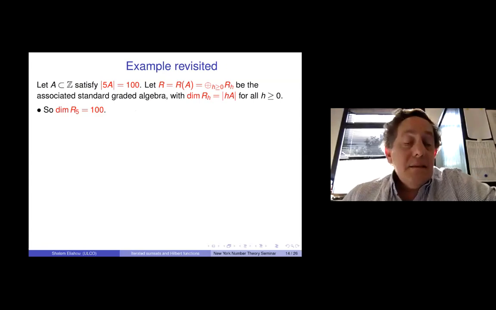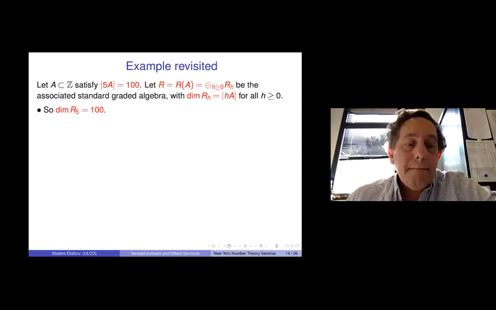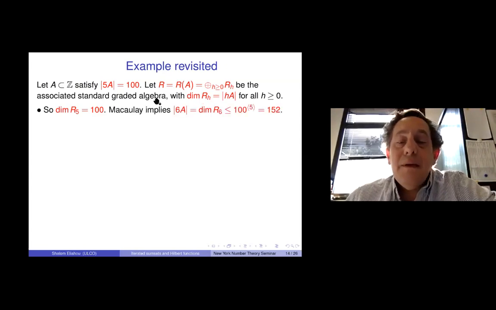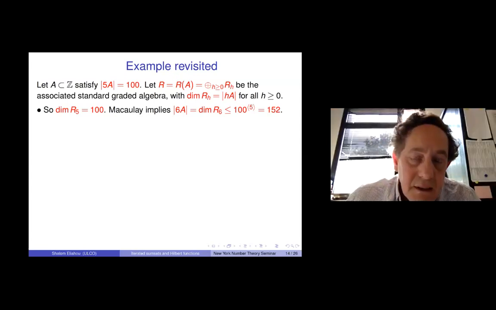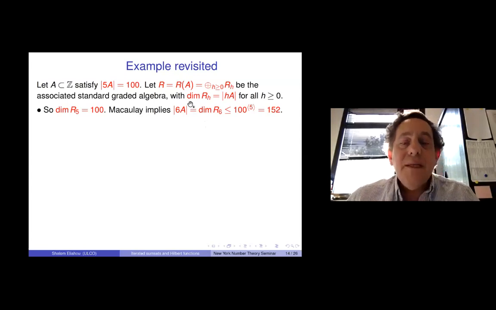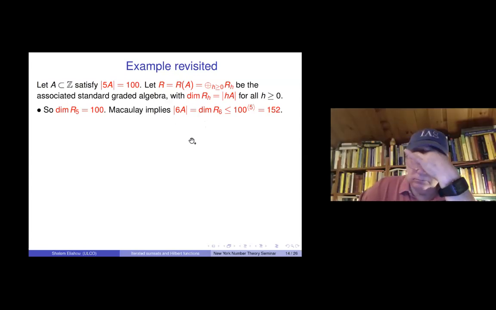So it means in degree 5 we have dimension 100. Now Macaulay says the dimension of the piece of degree 6 is no more than this operation, which we computed explicitly. It was 152. But this dimension is just 6A. So it means that 6A is at most 152.